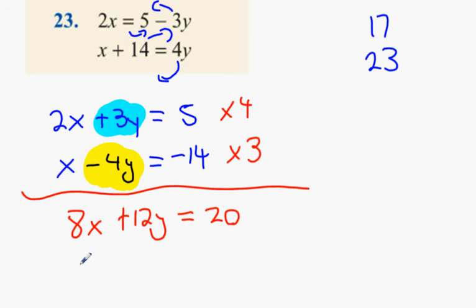3 times the bottom? Equals 3x. 3 times the 4y is minus 12y. Yeah, and 3 times minus 14 is 42. Good job, minus 42.